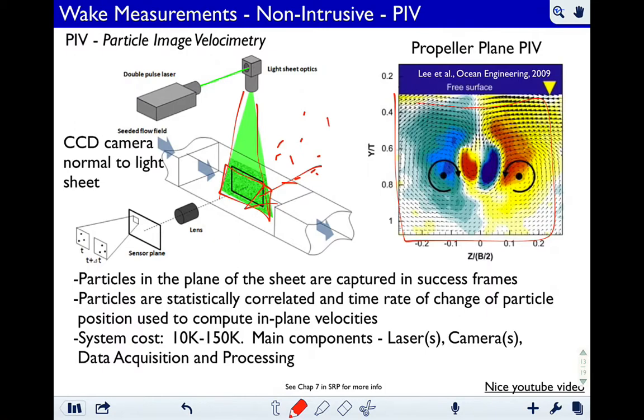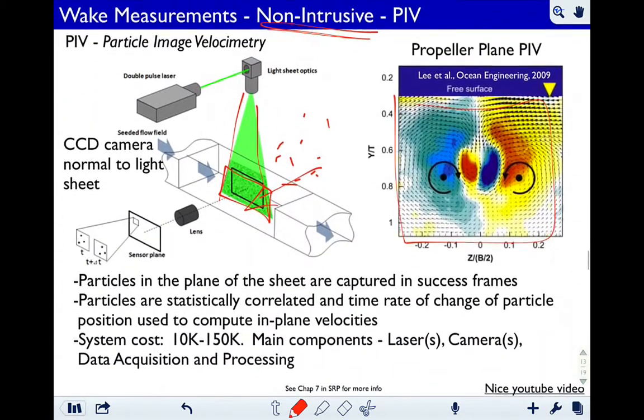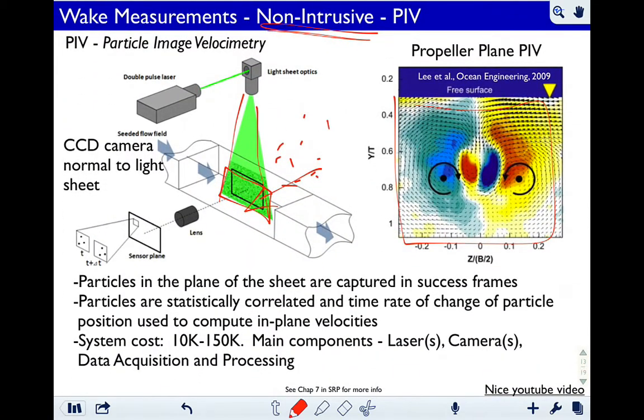It's a pretty powerful technique, and it's non-intrusive, whereas the pitot tubes are interfering with the flow field. This giant structure array is modifying the flow field in the wake. As long as your particles are at a fairly low density and they're neutrally buoyant, this is a non-intrusive method. The laser light doesn't affect the flow field.